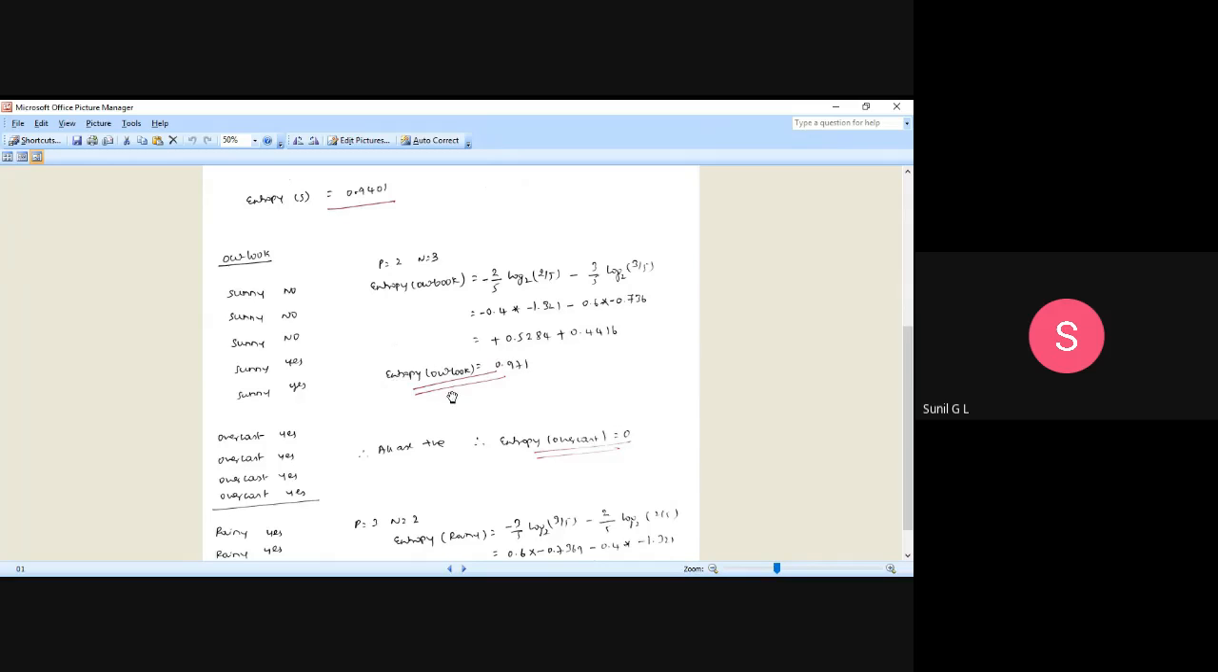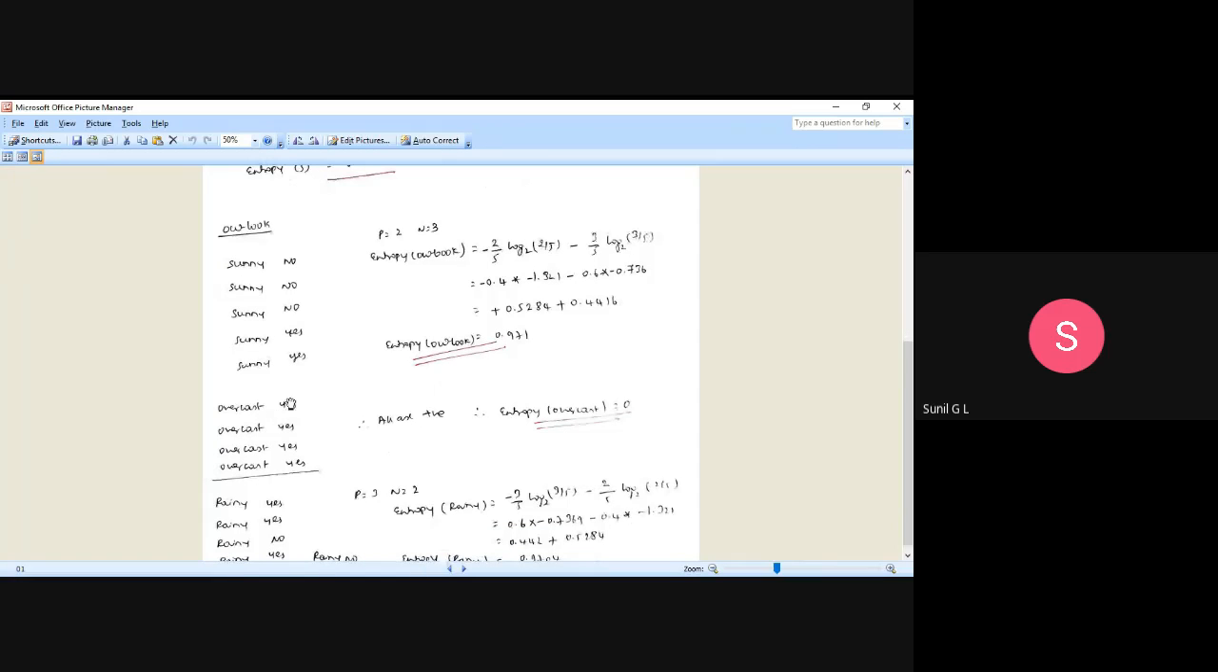So this is not the entropy of outlook, sorry, it is the entropy of sunny. Like that, you need to calculate the entropy of overcast, and the entropy of rainy. Here in this overcast, from the data set, you need to calculate how many positives and how many negatives there are.